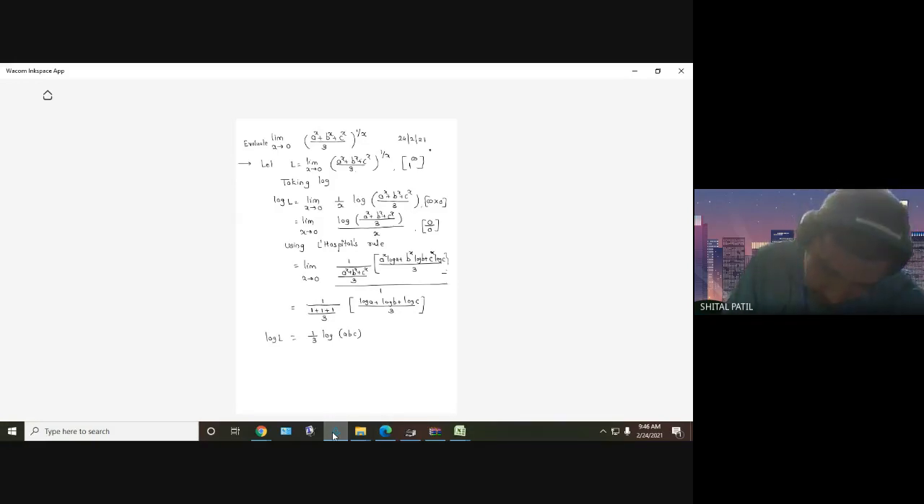Okay, next. Use this formula. Hope everyone remember this formula. A log b. What is a log b? Log of b raised to a. Let me use that formula. So log L equal to log of a b c raised to 1 upon 3. And therefore L equal to a b c raised to 1 upon 3. Hope you are getting it.